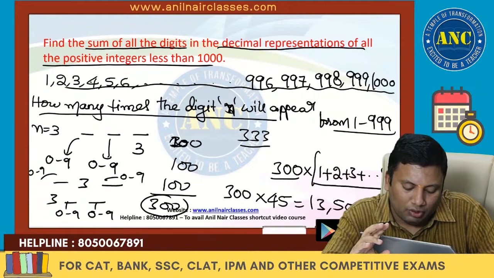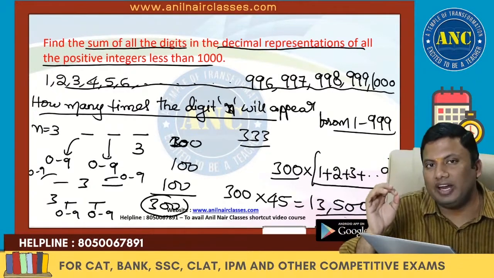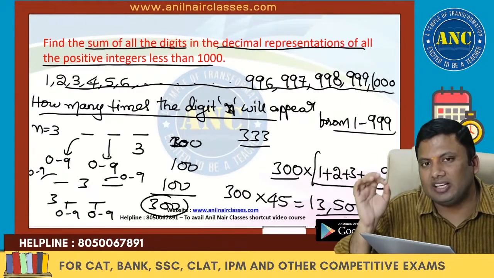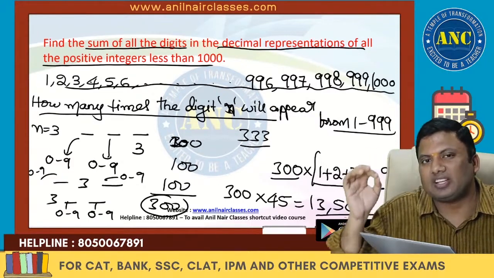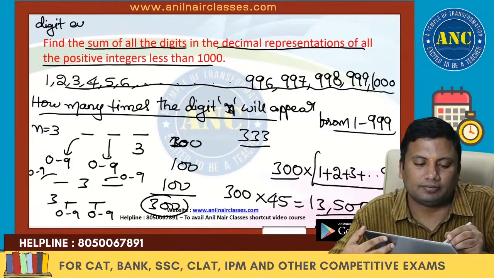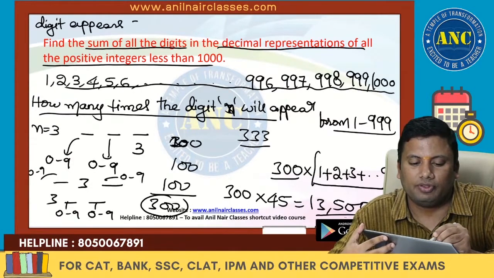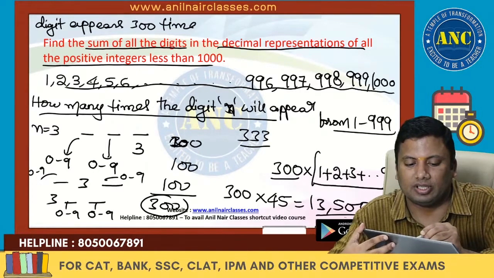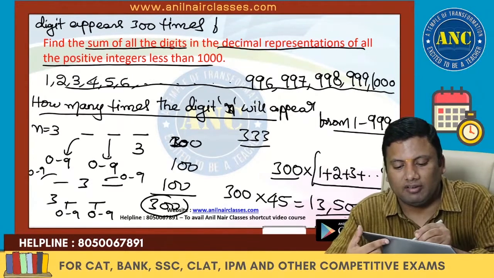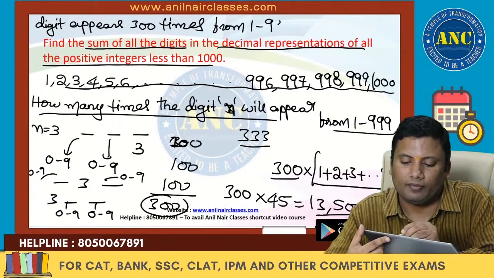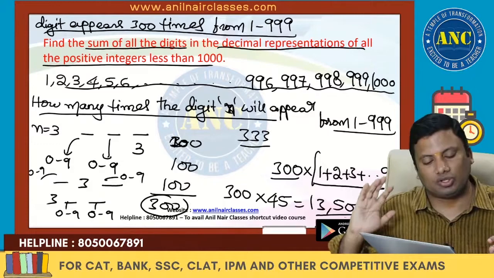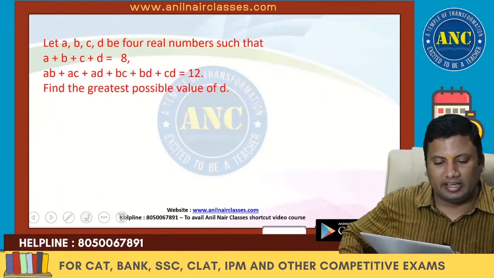Easy question. If you know the logic, you can solve it. From all the natural numbers from 1 to 999, every single digit appears 300 times. A digit, from 1 to 9, appears 300 times. If you know this concept, this question is easy for you. I hope the idea is clear.